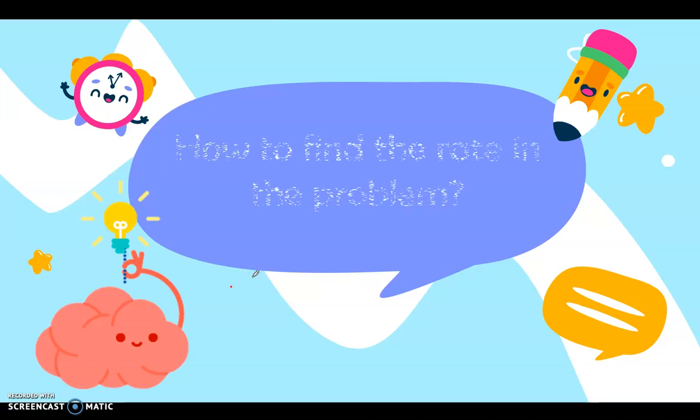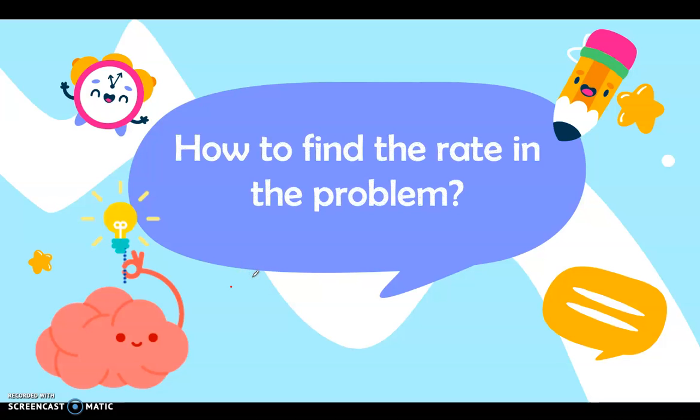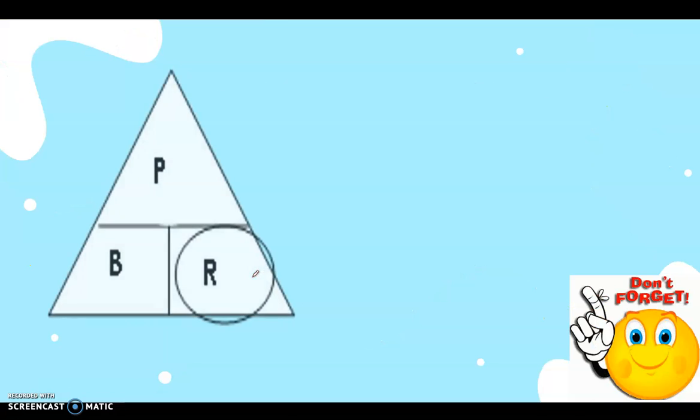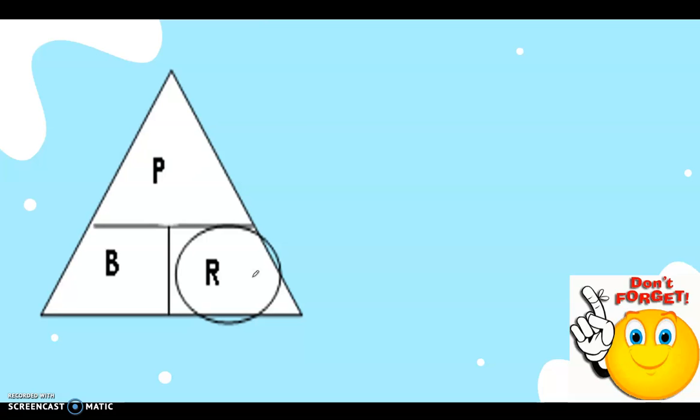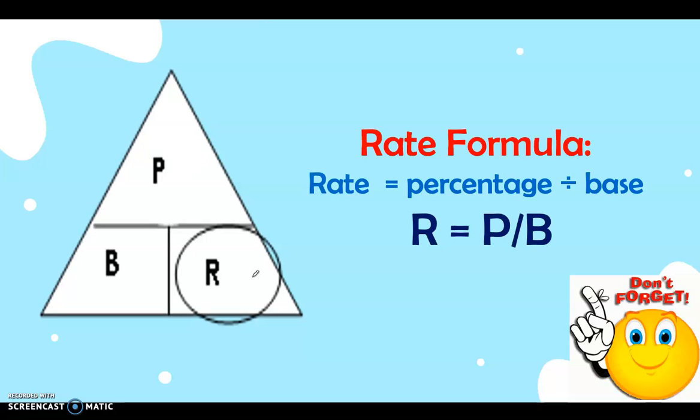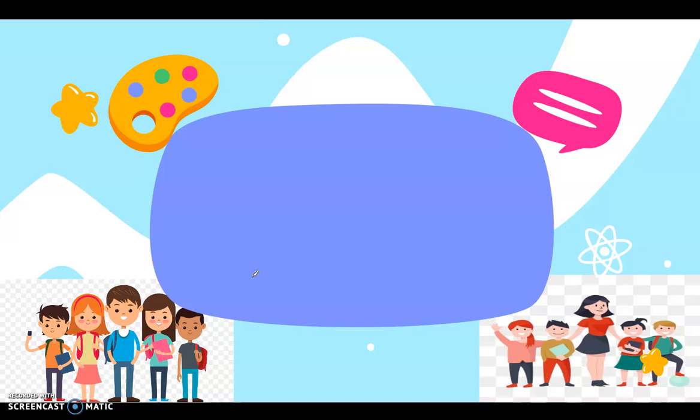Let's recall our lesson last time about finding the rate. To find the rate, using this triangle, we'll be able to derive the formula that rate is equal to the percentage divided by base. Now let's have a new lesson and let's read the story for today.